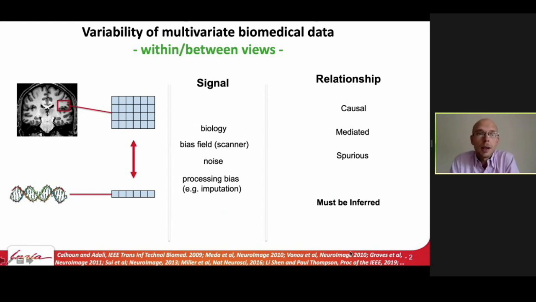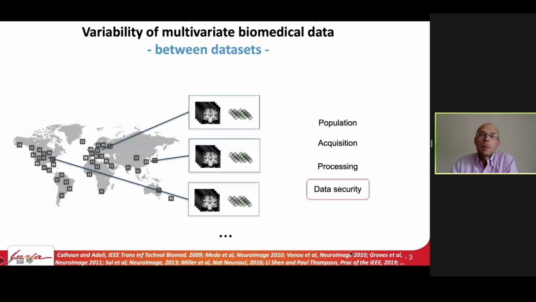And due to the complexity of this kind of problem, most of the time we don't have a valid a priori hypothesis about this kind of association, so everything has to be inferred completely from the data. The problem becomes even more complex because when we want to gather very large data samples, we need to analyze data that comes from multiple centers, and this presents other sources of variability due to population, acquisition, and processing again. We are also confronted with the problem of data security, because most of the time this data cannot be shared, and so algorithms must be deployed in such a way that they don't require centralizing data in a unique server.